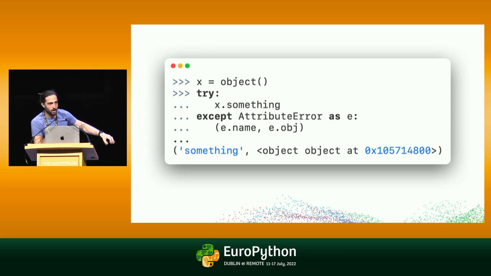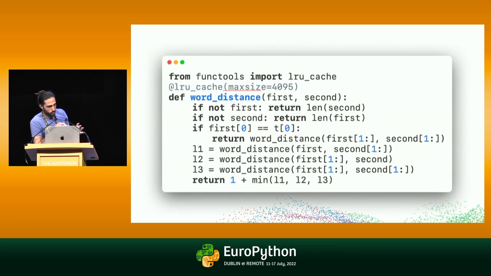The challenge here is how do you produce these nice errors only when people will care about the error and the program won't continue. So the way we do that is that the algorithm that we are going to run is a word distance, so it's nothing fancy.